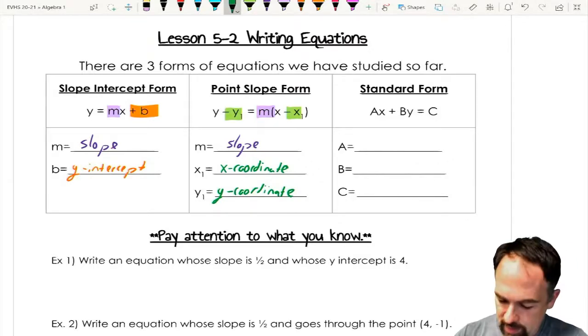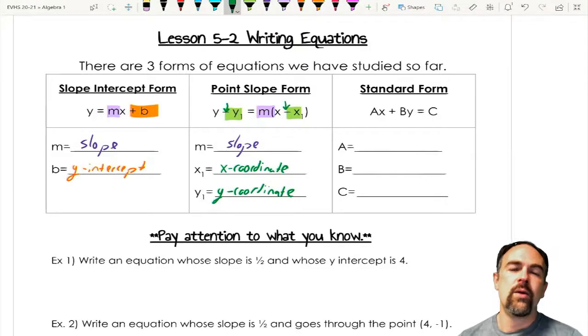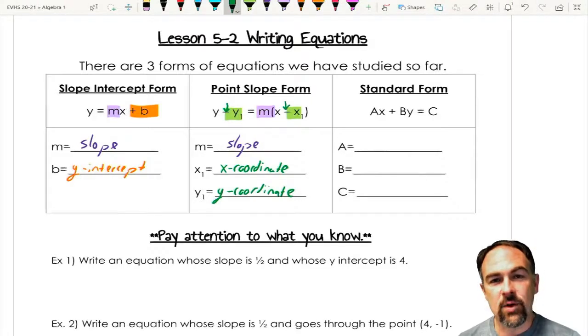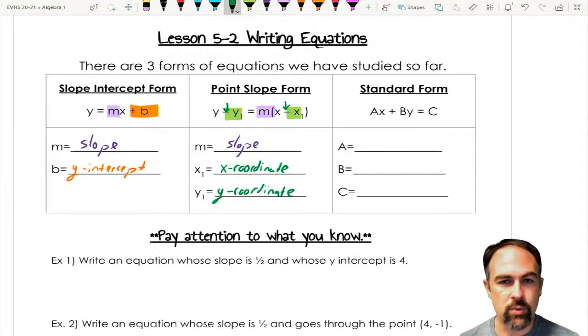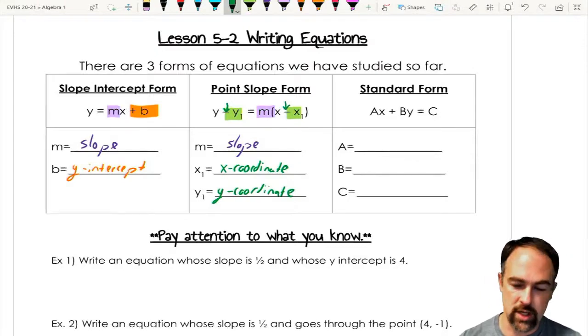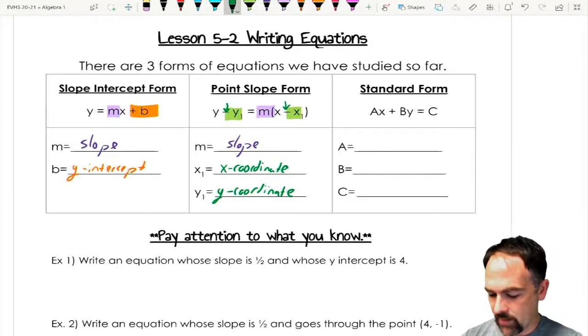Now, keep in mind that because of this negative and this negative in the formula, we're actually going to have to switch the sign from going from the point on the graph or the point in the table to the equation. So we're going to have to change signs, make positives negatives, and make a negative into a positive when we do that.